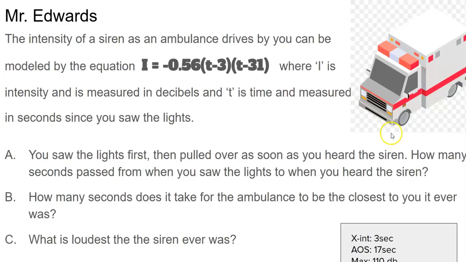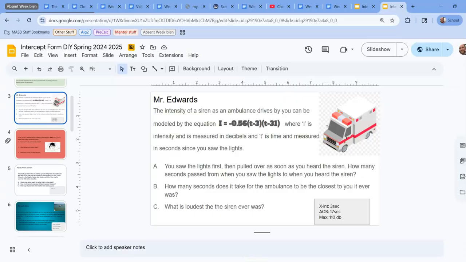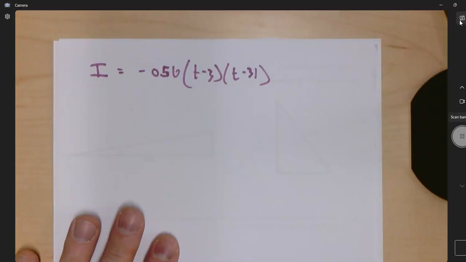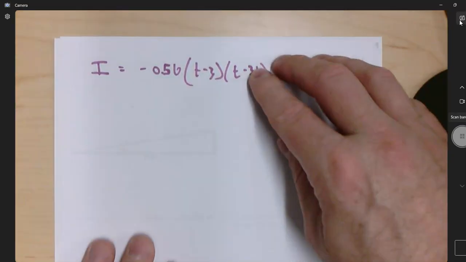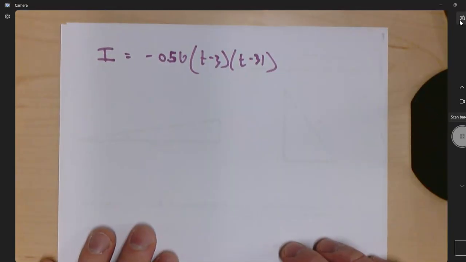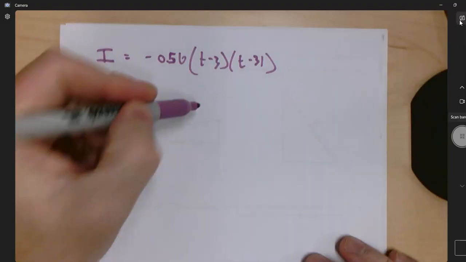Okay, so to handle this, I'm not forcing you to do this. I'm just highly suggesting it. Sketch a graph. Sketching a graph on these things, especially intercept form, it's pretty easy to find some of the key features and make a graph. So let's look at this one. Here is the equation. Looks like this. Nice. I'm just shooting from the hip here. Let's do this. So I want to sketch a graph.